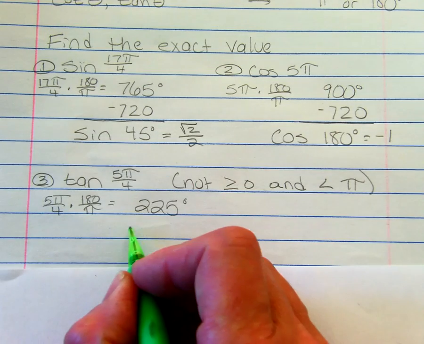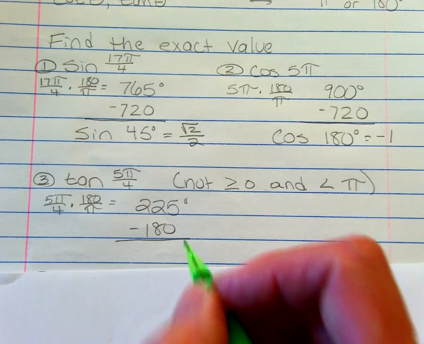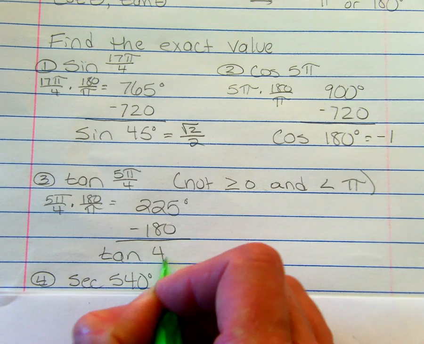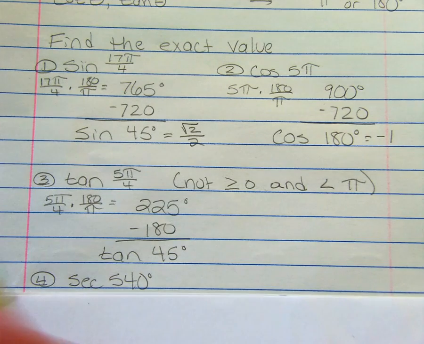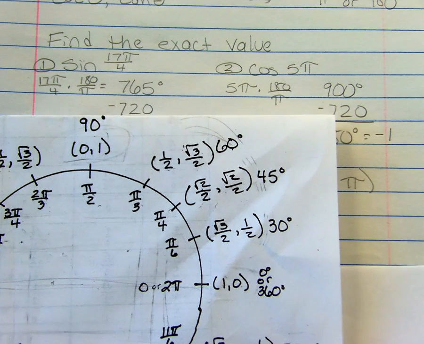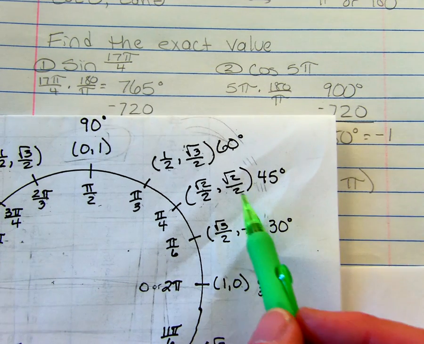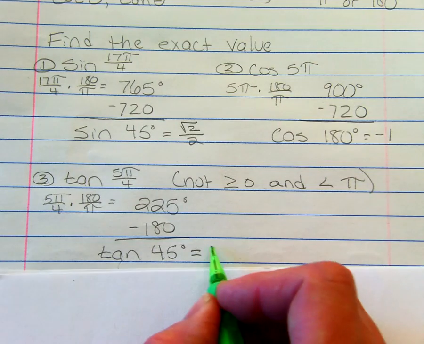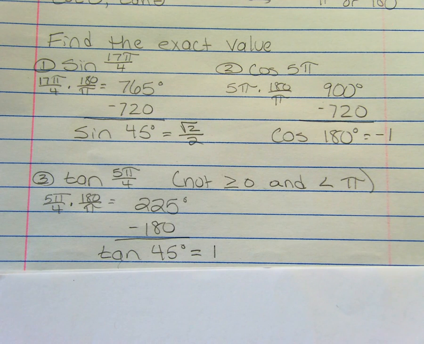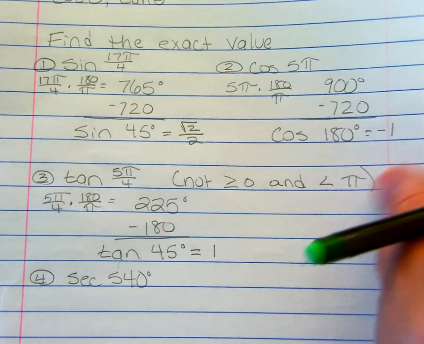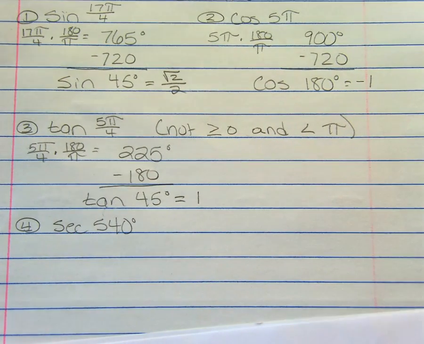Now I need to subtract off in multiples of 180. So if you do 225 minus 180, you'll get the tangent of 45 degrees. That's what I'm looking for. I need to see that tangent of 45. I'll get the same answer as I would have at the 225, but I need to see that 45. Tangent is y over x. Anything divided by itself is 1. Then the last one we're going to look at, I want you to go ahead and do. So again, pause the video and do number 4.